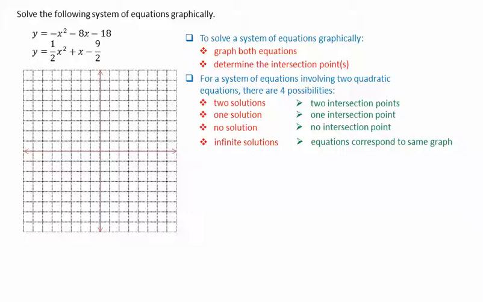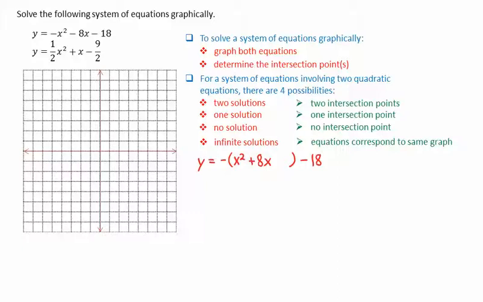These equations are given in the form y equals ax squared plus bx plus c. In order to graph them, I'll convert them into vertex form. For the first one, y equals negative x squared minus 8x minus 18, we'll have to factor a negative 1 out of the negative x squared minus 8x. This gives y equals negative bracket x squared plus 8x, leaving the minus 18 outside the brackets.